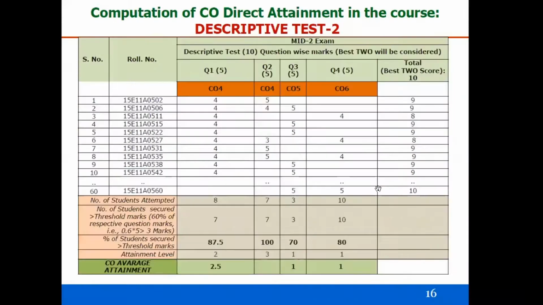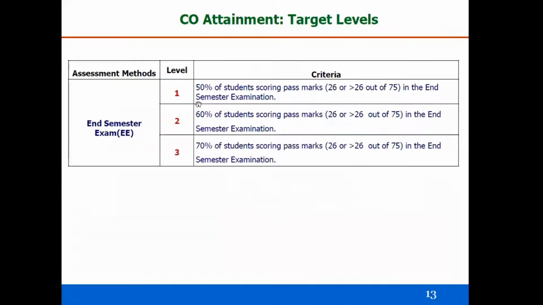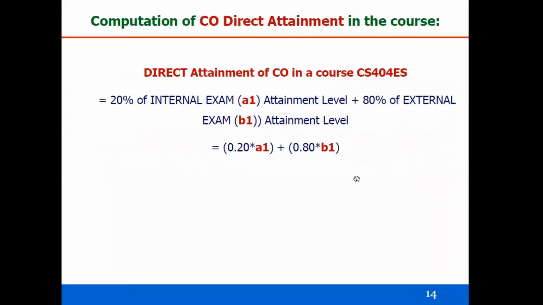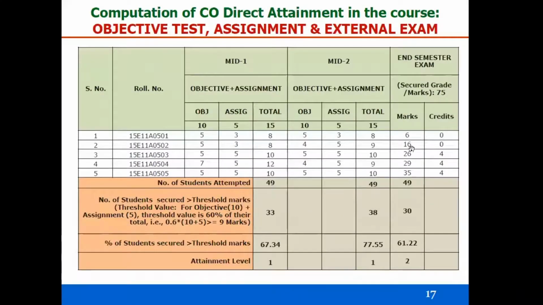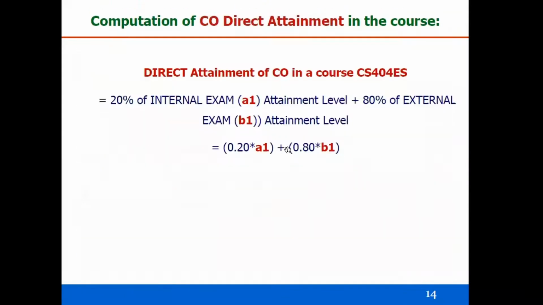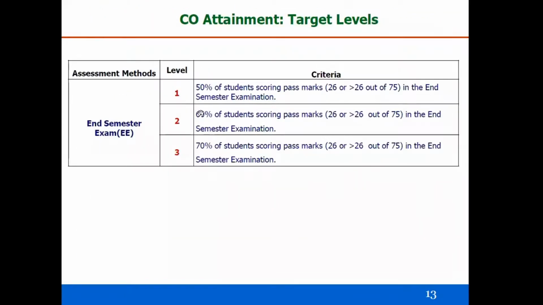So here you have to go back and check the end exam threshold values. For the end exam, a minimum of 50% of students securing pass marks, that is 26 and above out of 75, is the base level. Then 60% of students is level 2, then 70% and above is level 3. Here the end examination average result is: 30 students secured 26 and above out of 49 students. Then 30 by 49 gives 61.22. The 61 comes under which level? Let us see, 60. So here it is level 2, 60% of students. So level 2 is considered here.